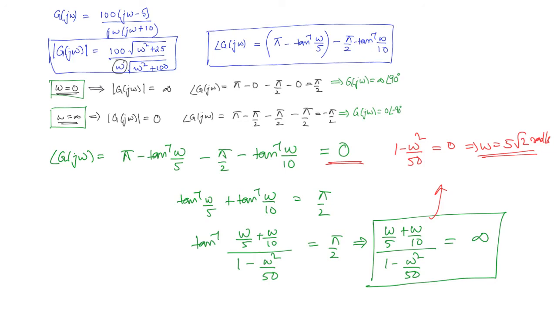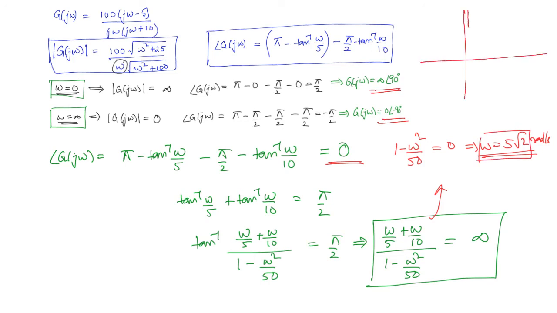So, the polar plot is starting at infinity angle 90 degrees. That means it is starting from the positive y-axis, that is the imaginary axis, because 90 degrees is nothing but the positive y-axis. It is starting from infinity on the positive y-axis and ending at the origin at an angle of minus 90 degrees. And in between it is intersecting the real axis at this frequency. So, you can draw the polar plot.